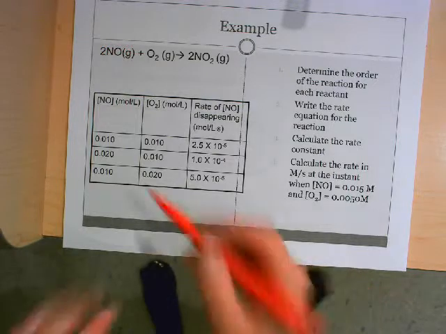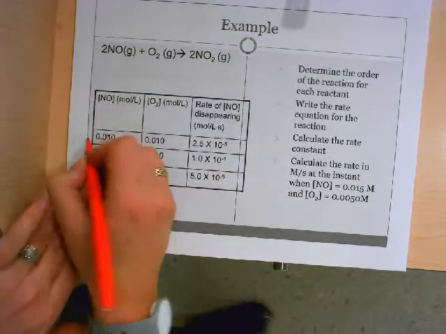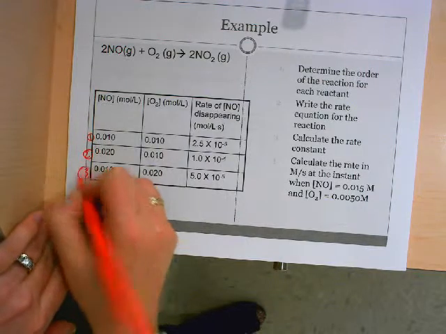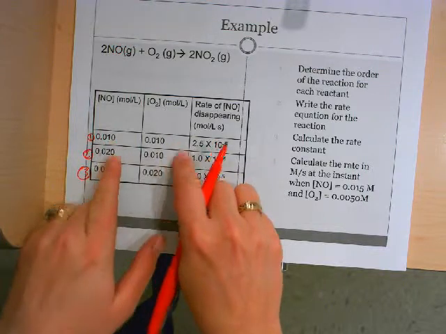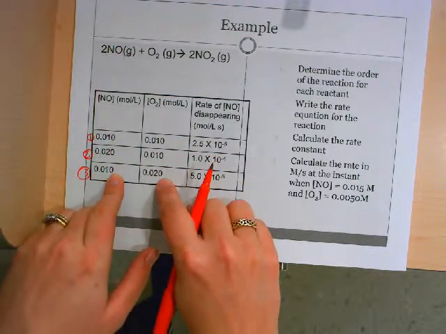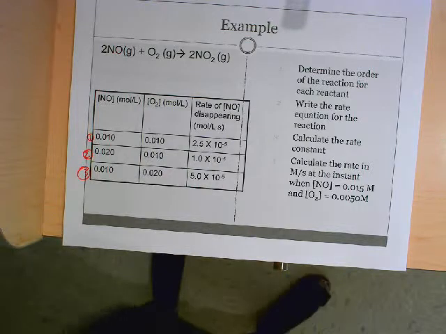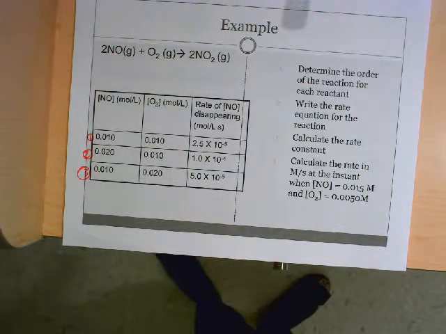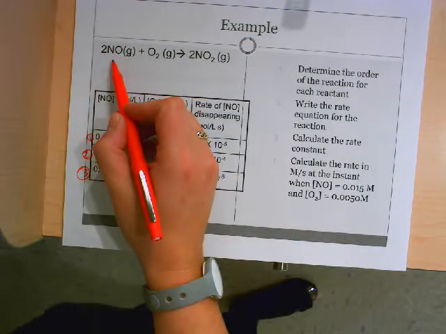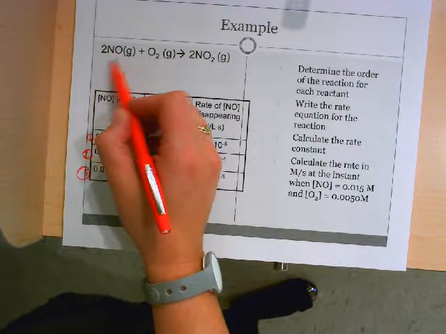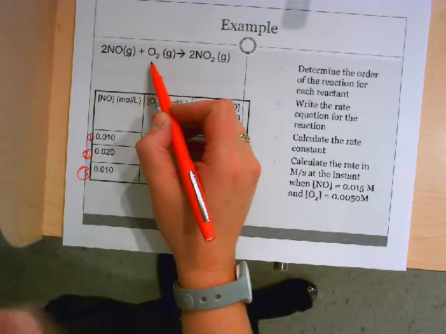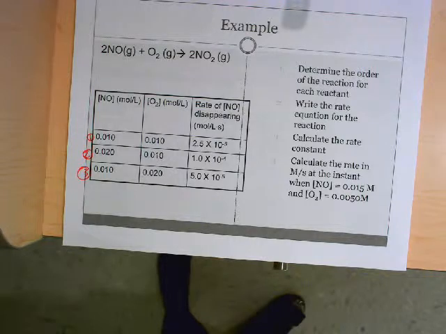So I looked at 3 different sets of experiments: experiment 1, 2, 3. In experiment 1, I had these 2 concentrations. Experiment 2, I had these. Experiment 3, I had these. If I want to compare how the rate is affected by the concentration of just this, what do I have to do to this? Hold it constant. Because I want to see how the rate is affected when I change this.